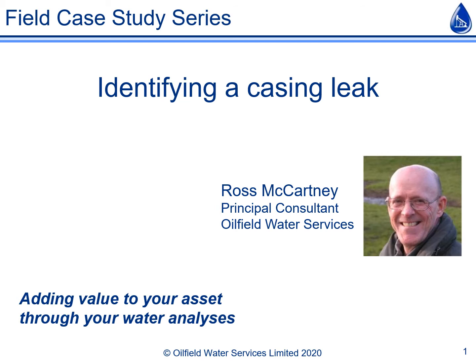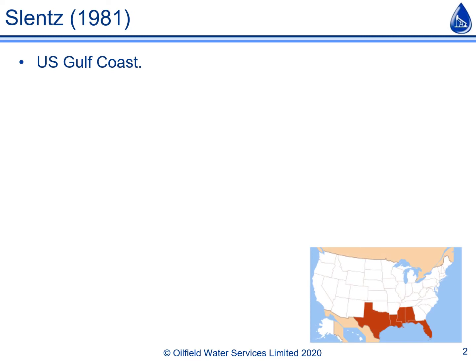In this presentation, you'll learn about how produced water analyses were used not only to identify a casing leak in a well, but also to identify the location of this leak. This field example was published by Slents in 1981 and is one of the earliest applications of produced water analyses I am aware of. The field in question is located in the US Gulf Coast.